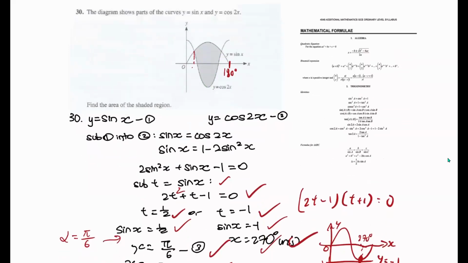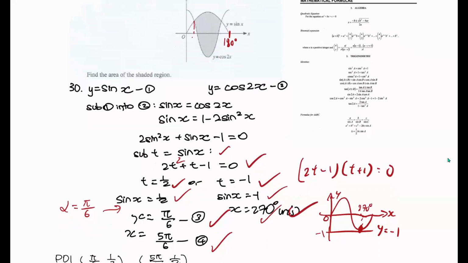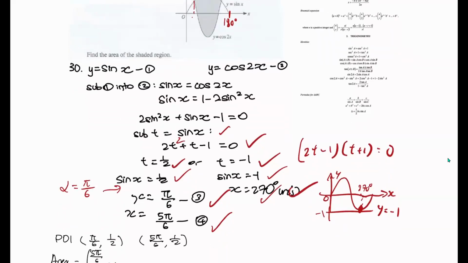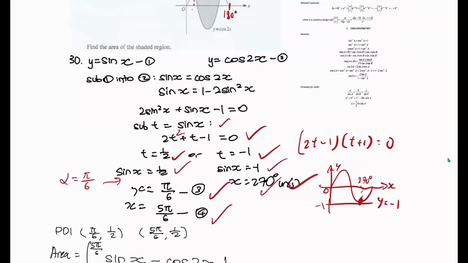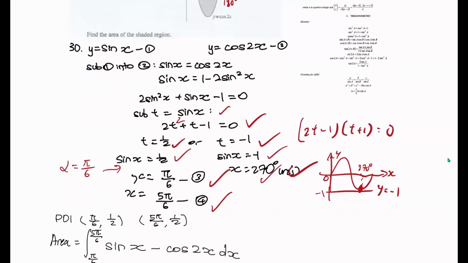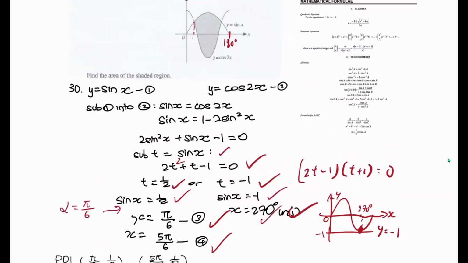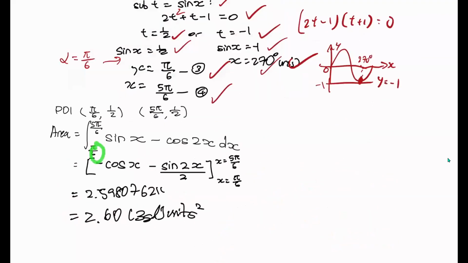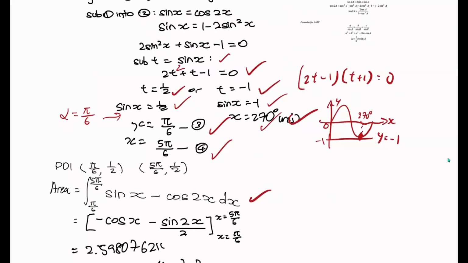Okay, good. Then after that, your points of intersection are pi over 6, comma, half. The half doesn't matter, so you just sub in the lower and upper limit. Good. And then you give the integrand upper minus lower. That's fine.